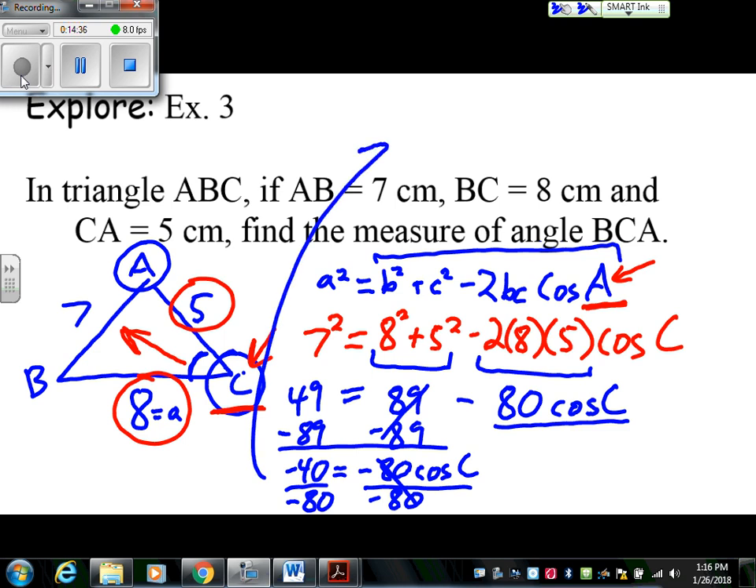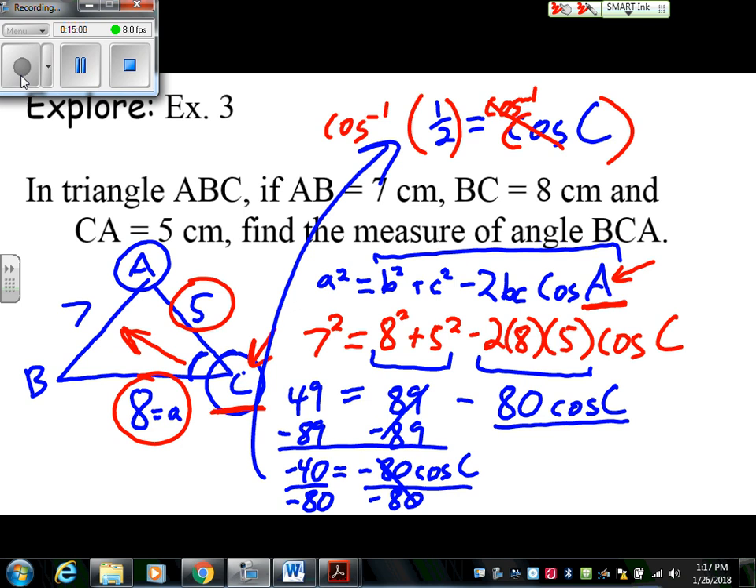I'm going to bring my work up top here, and so I end up with 1/2, or 0.5, equal to cosine of C. Well, I'm trying to get C all alone, so there's 1 step left. I need to do inverse cosine right here. So inverse cosine of this will cancel out those cosines, but whatever I do to one side, I have to do to the other. And we end up with a really nice value here of angle C being 60 degrees.